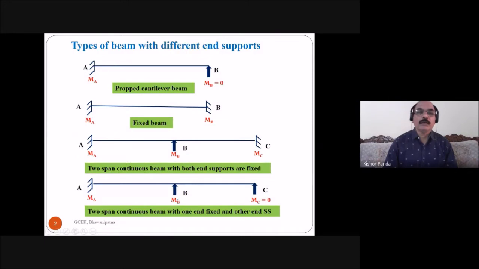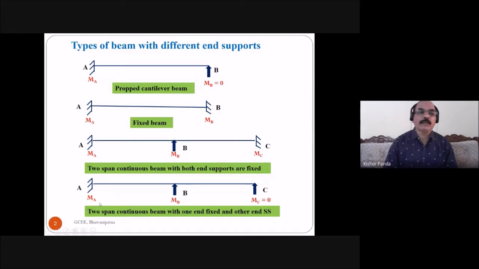But today I will solve one question, when one end of the support is fixed and the other end is simply supported. So today I will take this type of beam, a two-span continuous beam with one end fixed and the other end simply supported. So when you take this type of beam, how many equations are required?